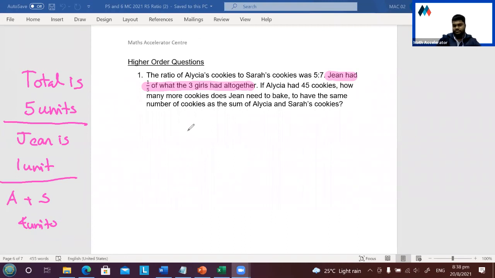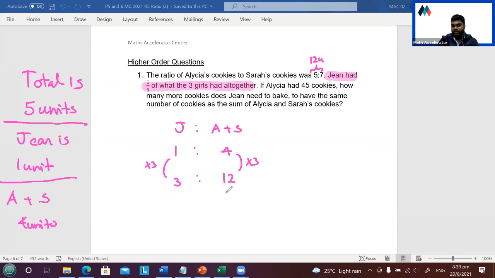Okay. So Alicia and Sarah is total 4 units, but over here, it says total 12 units. So what I'm going to write down is Jean is to A plus S. So it's 1 is to 4. And the same A plus S, in this case, it's 12. So what is Jean's ratio here then? If you multiply by 3 here, we multiply by 3 here. So write down 3 is to 12.